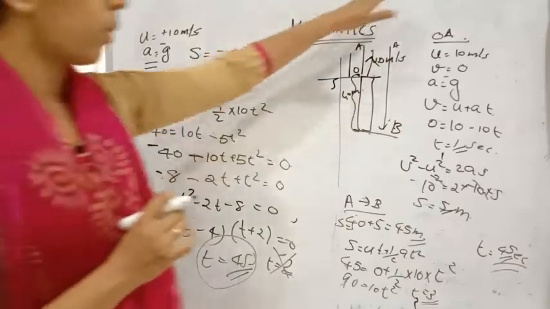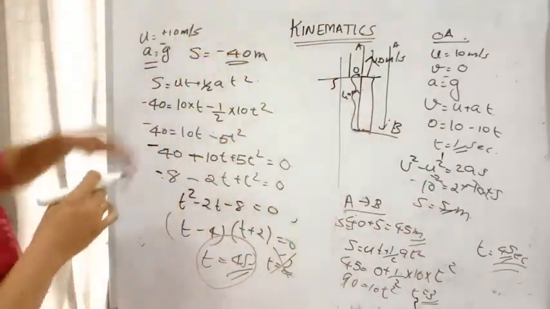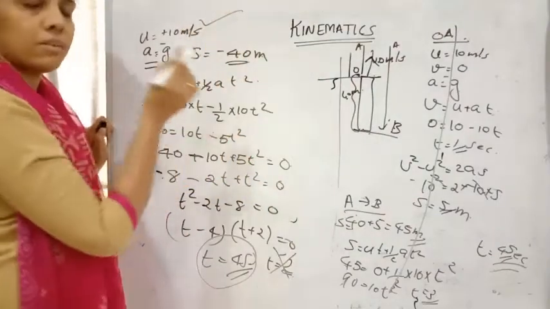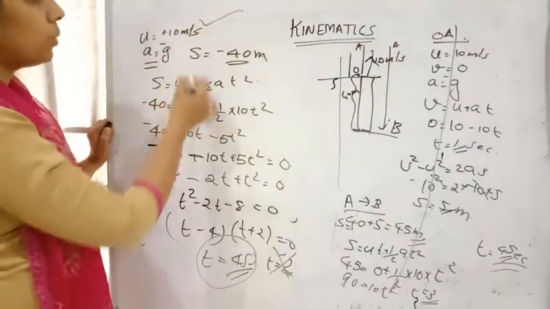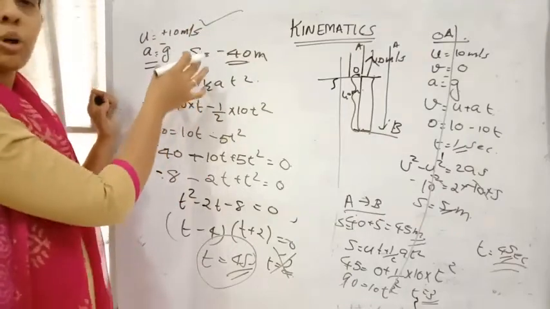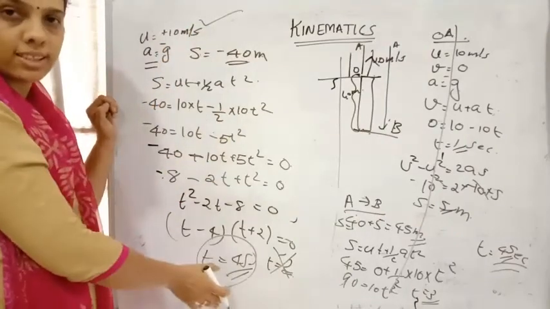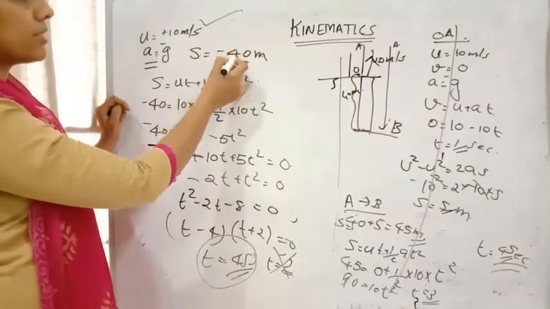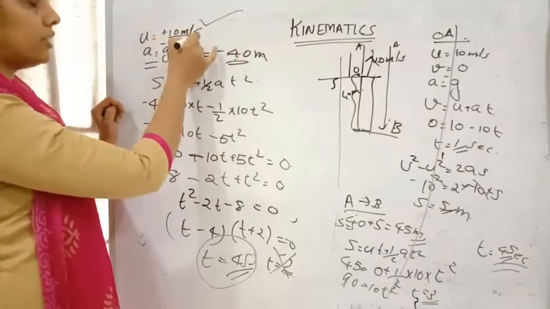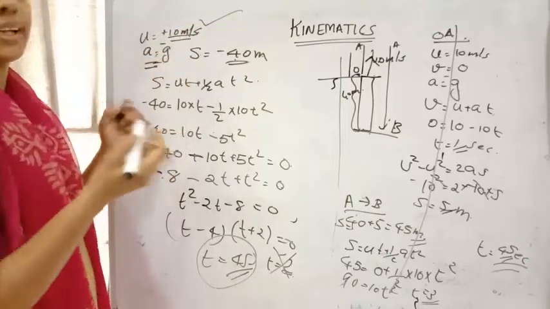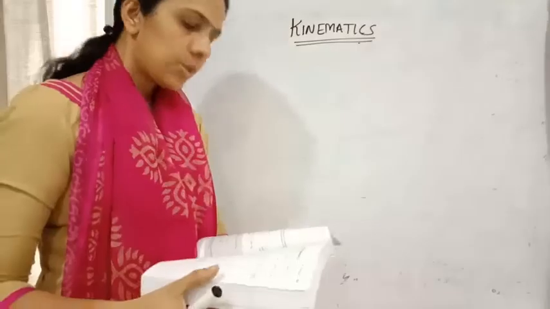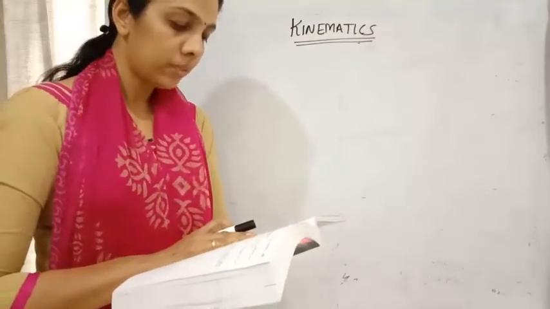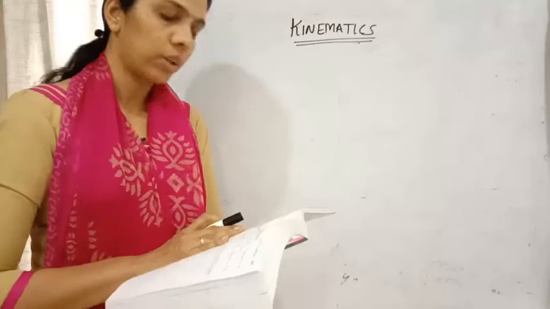Instead of going through all these steps, you can use this method for your entrance examination. It means we should save time also, right? So now I wrote all the steps and was doing it in such a manner. Instead of that, you can directly go for S equal to minus 40, and consider the initial velocity and acceleration. Clear?